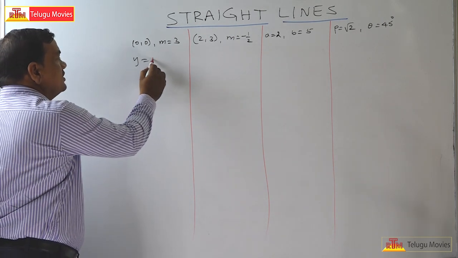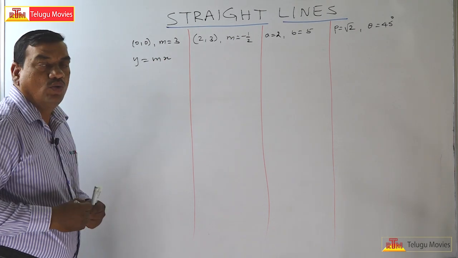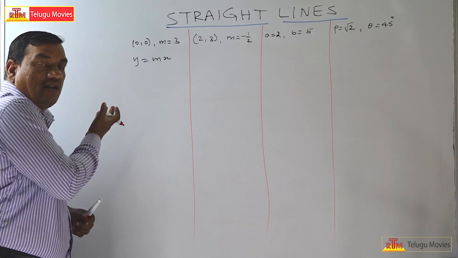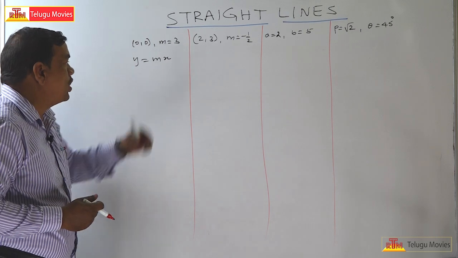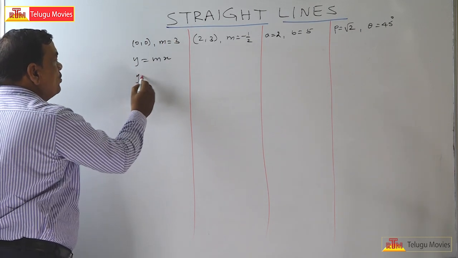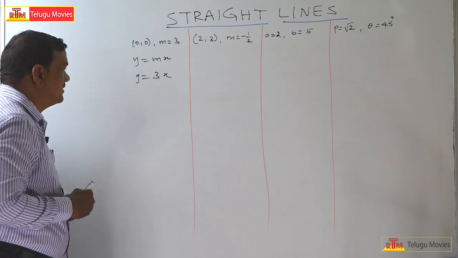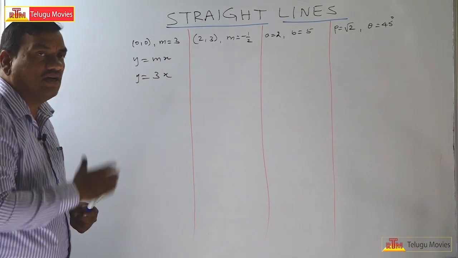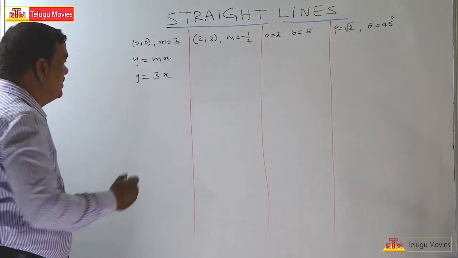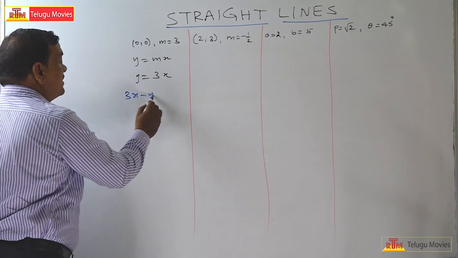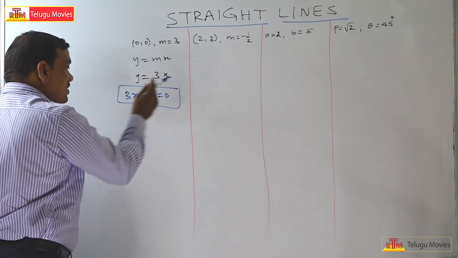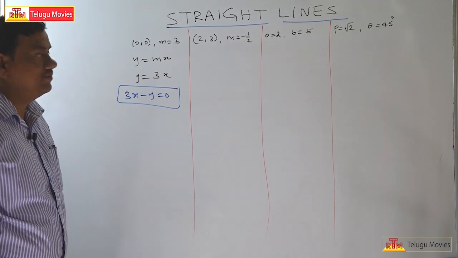So, we have y is equal to mx, as the line passes through the origin having slope m. So, substitute m is equal to 3. So, this is equal to 3x. Now, I will write it in the linear form. So, that is 3x minus y is equal to 0. So, this will be the equation of the line.